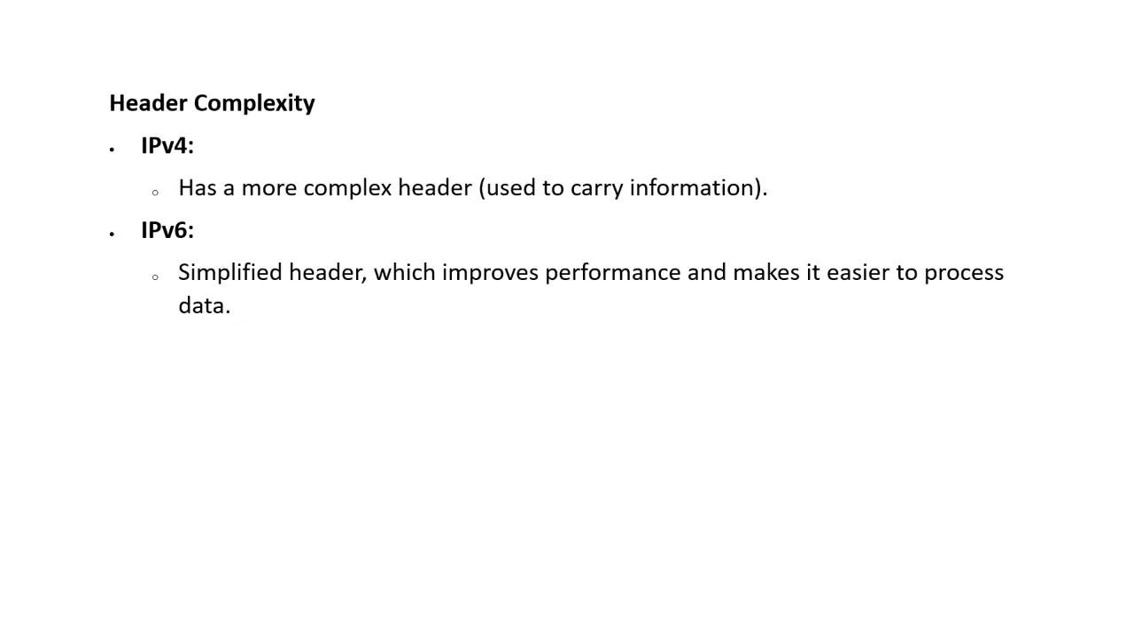5. Header complexity. IPv4 has a more complex header used to carry information. IPv6 has a simplified header, which improves performance and makes it easier to process data.